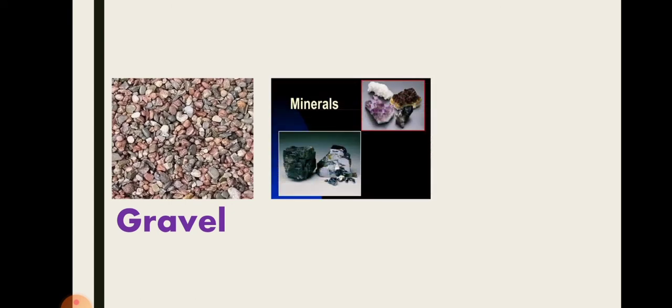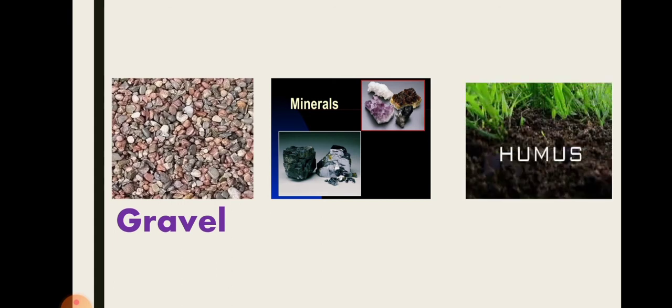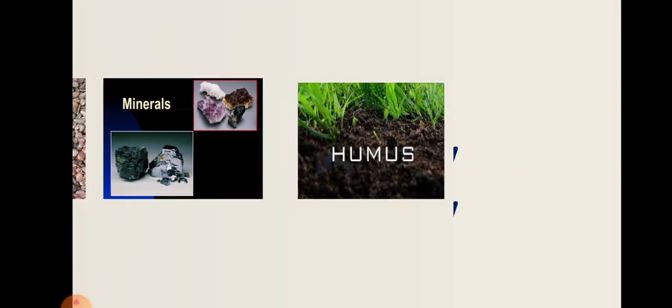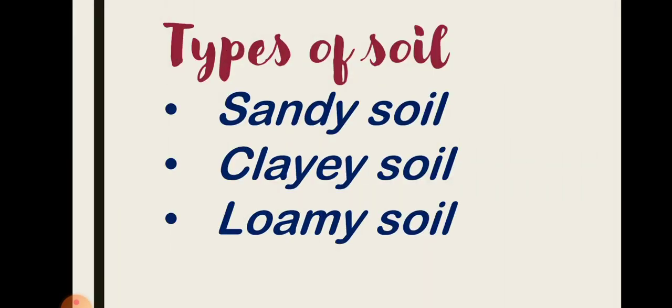Other than these, soil also contains small stones and pebbles called gravel, minerals such as iron, calcium, and potassium, and humus. Soil also contains some amount of air and water. Types of soil. There are mainly three types of soil depending upon the amount of different soil particles present in it. These are sandy, clayey, and loamy soil.